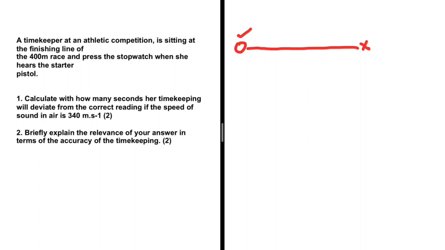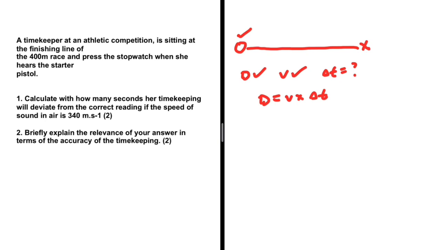Calculate how many seconds a timekeeping will deviate from the correct reading. So let's go ahead and calculate that. We have the distance, 400 meters. We have the speed of sound in air, 340 meters per second. We are interested in the time. So what do we do with these variables? We know that the distance is equal to the speed multiplied by the time. If we want to find the time, we can just use this equation, or you can make delta t the subject of the formula first.